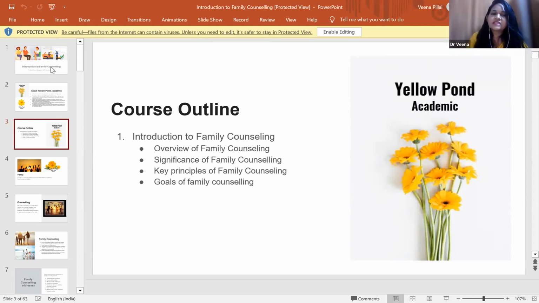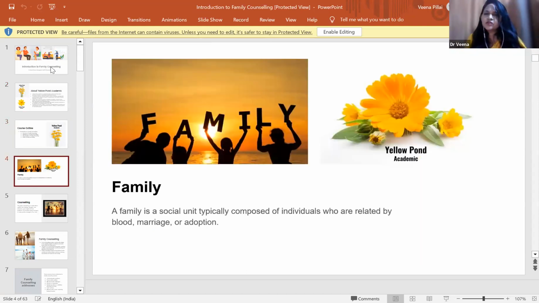A brief about our course outline: introduction to family counseling will deal with an overview of family counseling, the significance of family counseling, key principles of family counseling, and also the goals of family counseling. So when we talk about family, what do we mean by family? It's a social unit which is typically composed of individuals who are related either by blood, marriage, or adoption.